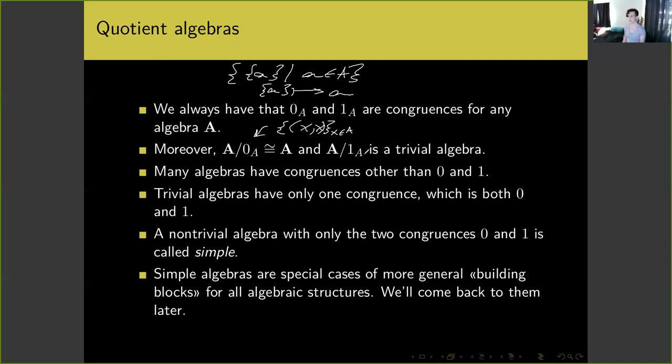Now, on the other hand, if I take A mod 1, I'm going to get a trivial algebra, because this equivalence relation is just the one that identifies any pair of elements x, y, where x and y are in A. And so this is going to identify every element of my algebra together to a single one. And so I'm just going to pick up a trivial algebraic structure with just a single element in its universe. And we already discussed those previously.